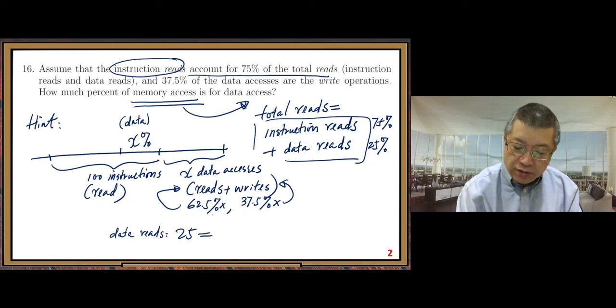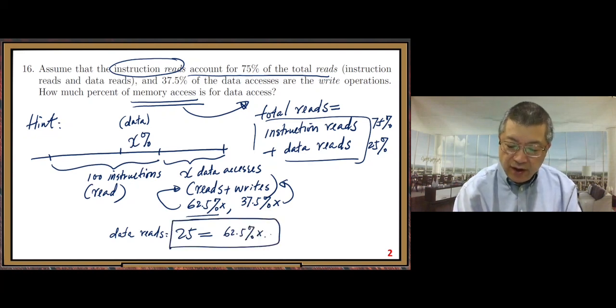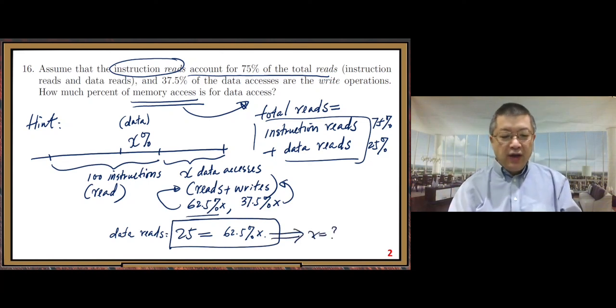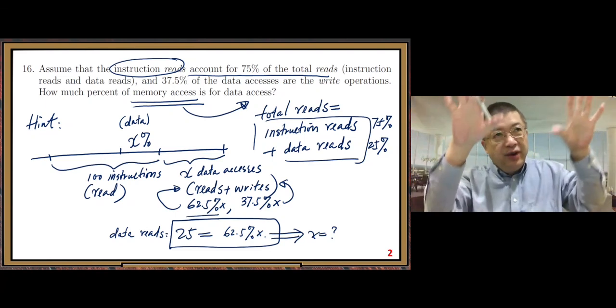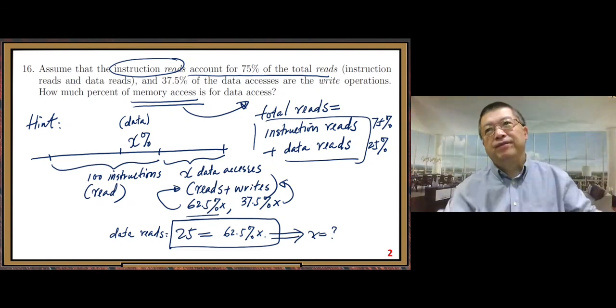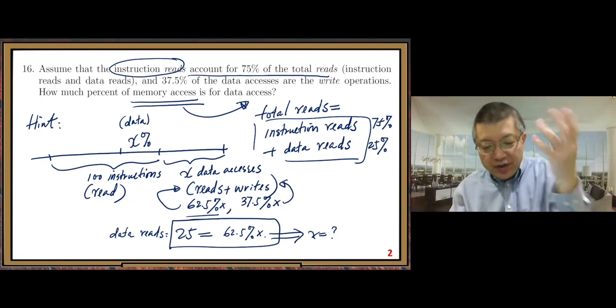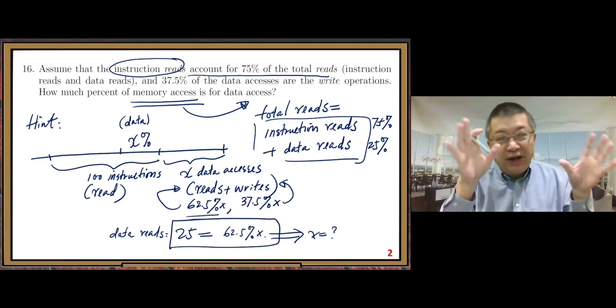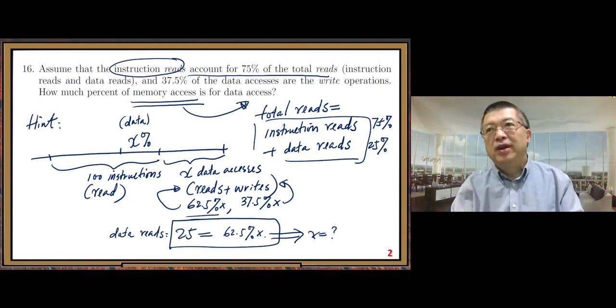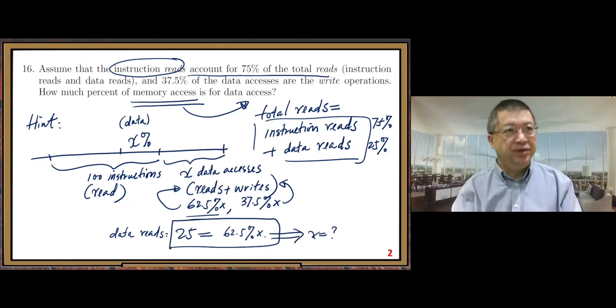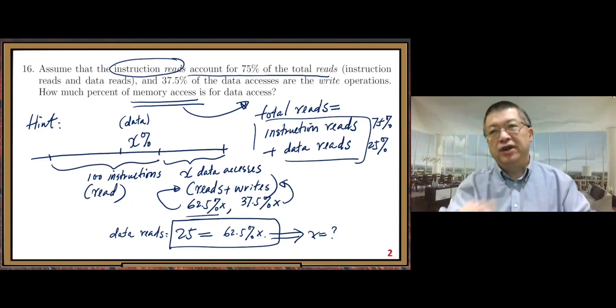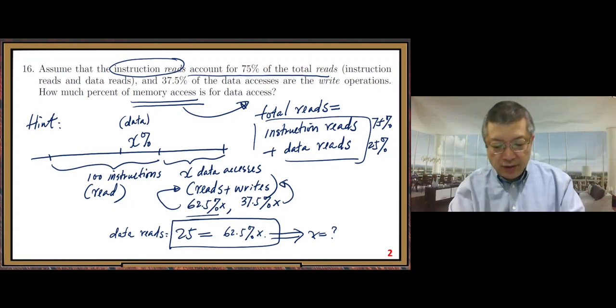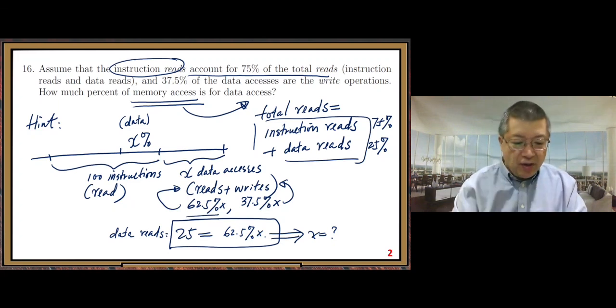So 25 equals the data reads, 25% of X. Can you find X? Try to understand why we do it this way. I've given you the main pieces you need to use to find the answer. All right, so that's it. That finishes part 2.